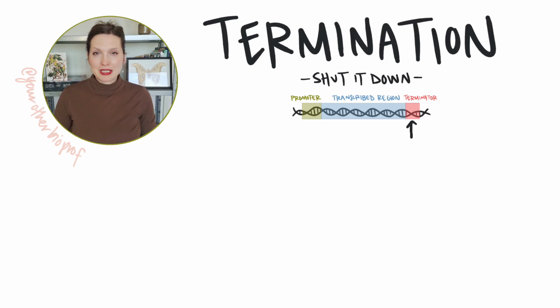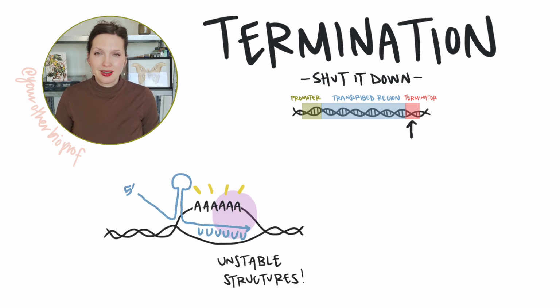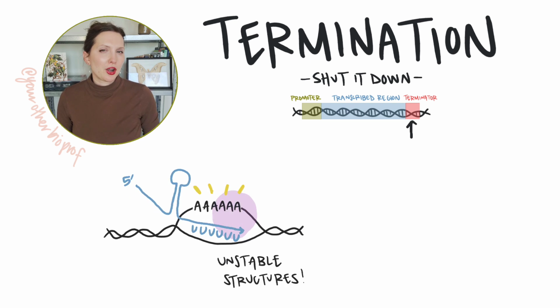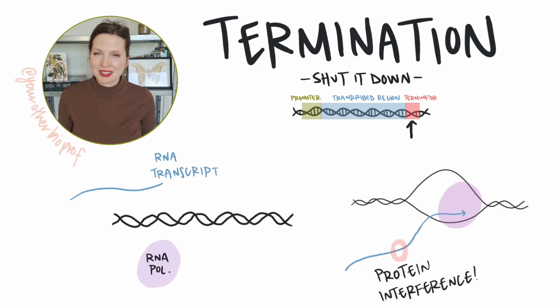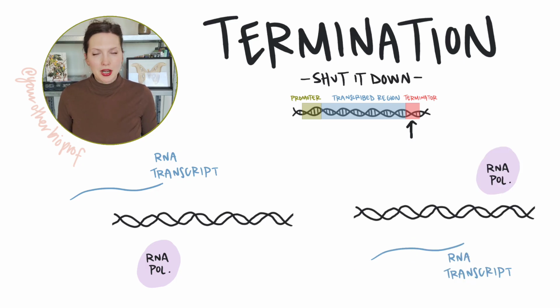A termination signal marks the end of a gene and triggers termination of transcription. This process may require extra proteins to get involved and interfere with RNA polymerase. It depends on the gene. In termination, RNA polymerase is going to be dislodged from the DNA template. The DNA-RNA hybrid breaks apart, and the RNA molecule, or transcript, is released.